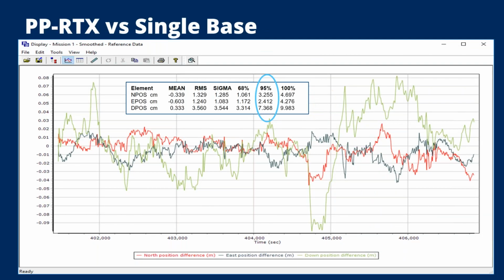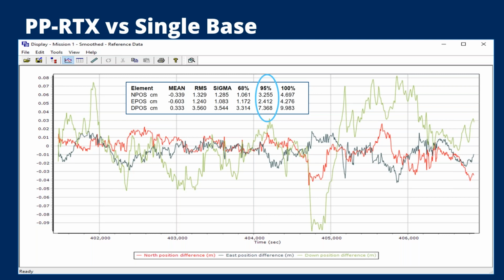Okay, so now we'll move on to analyzing the results. Here we'll have a look at how PP-RTX compares with our single base solution, which was the first one that we looked at. This plot represents the difference in the positions determined by PP-RTX and by single base over the course of the flight. The x-axis represents the time of the flight, and the y-axis is the difference in positions determined by our 2 methods. We'll specifically be looking at the agreement between the 2 at the 95% confidence level.